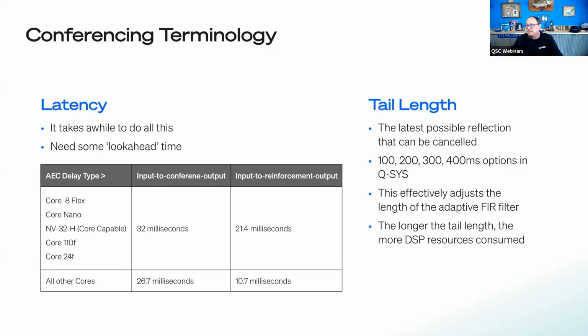Now, we might have some salespeople on here. If you take a Core 110 to 100 milliseconds, you would get 24 channels of AEC. But don't say, oh, I'll design for 24, unless you absolutely know those rooms are acoustically treated.